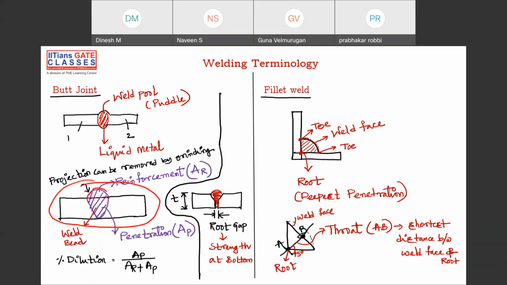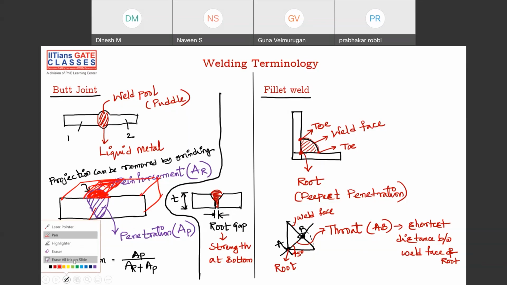An extra protrusion is formed here, and that extra protrusion is known as reinforcement. Please remember, this is a cross section; the full weld is like this. That's why I've drawn it shaded. This full part is known as the weld bead, and the top one is called reinforcement.